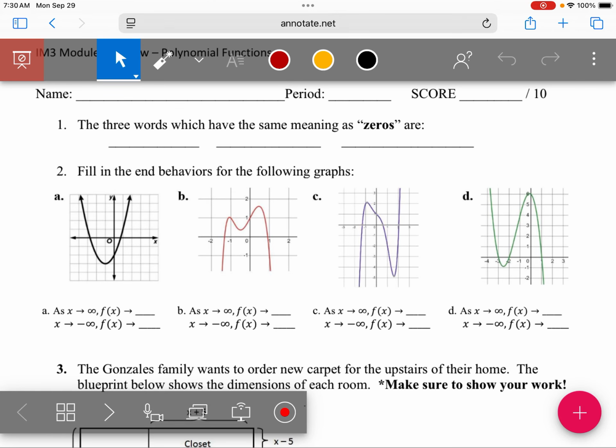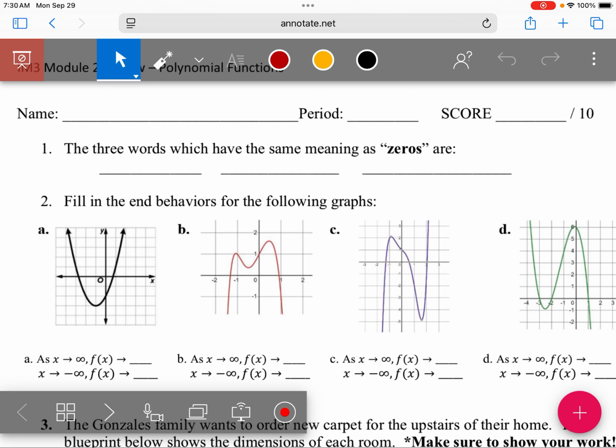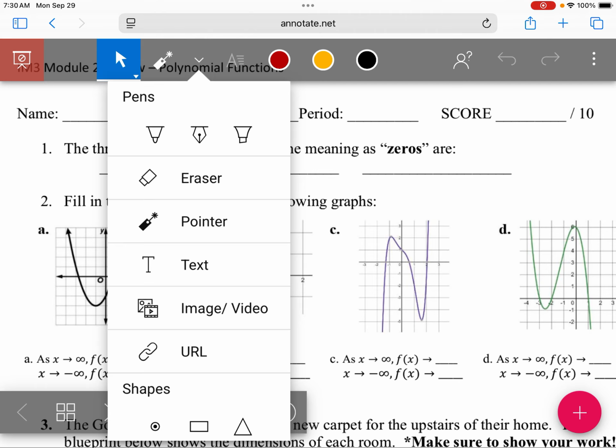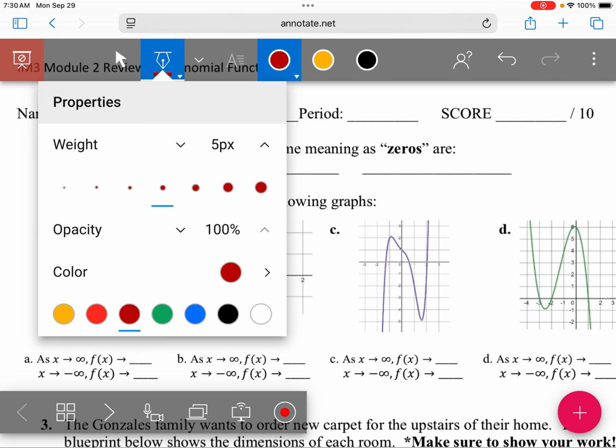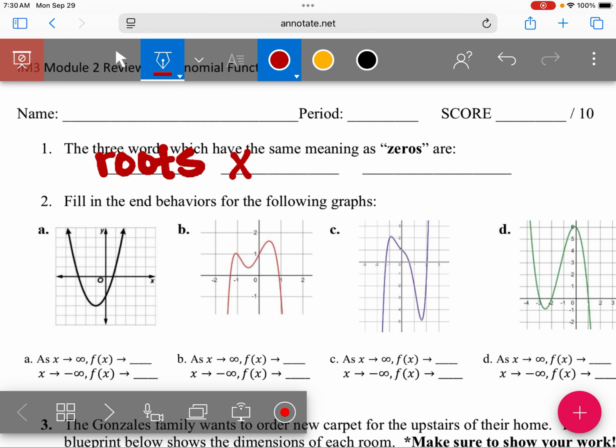All right, 3 words that mean zeros. Anybody know any of them? Roots. That's a good one. X-intercepts. And then the last one is just solution. So those are 3 words. They all mean the same thing.